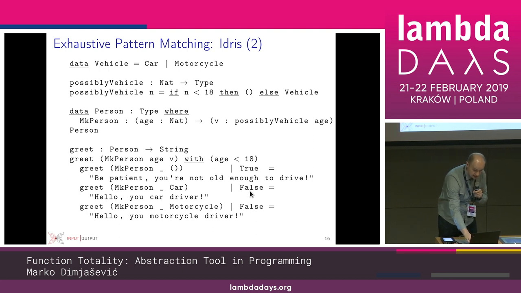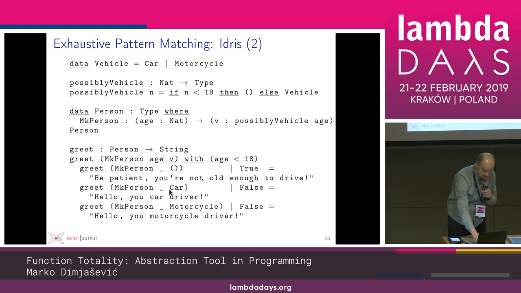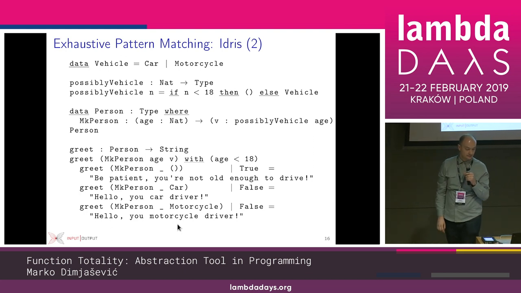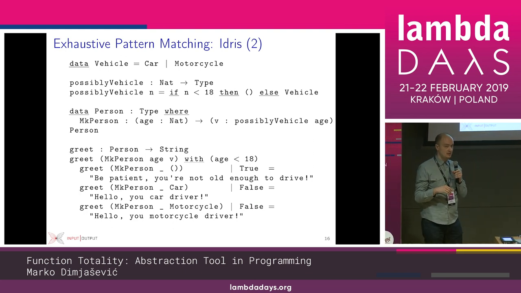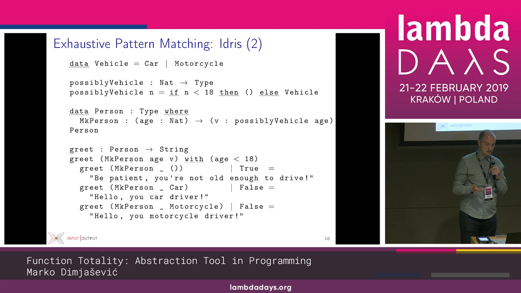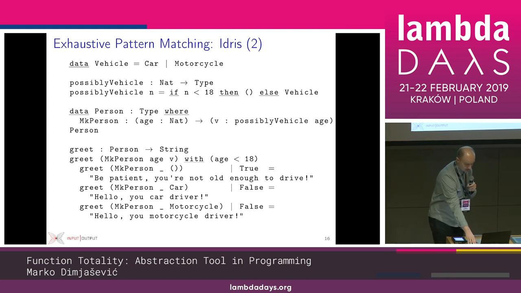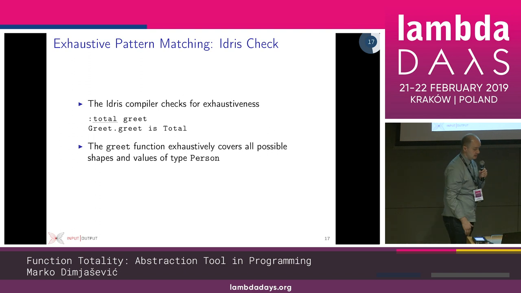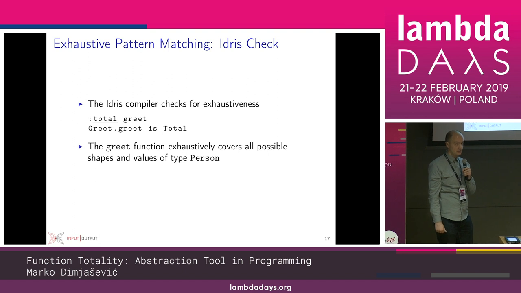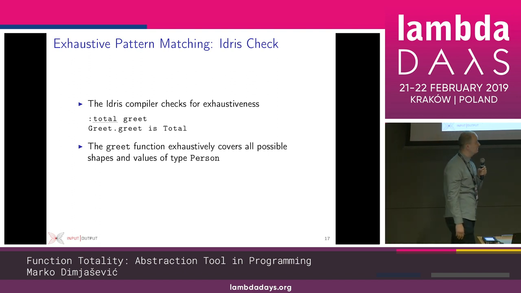And then there are two other cases when the person is at least 18, when this condition is false. And then the person can have either a car or a motorcycle and we return a corresponding message. So this looks almost the same as the Haskell version, this grid function. The only difference is that we don't use guards, we use dependent pattern matching. And if you check Idris, if it covered all cases, and this is part of totality checking, it will say yes, it is total. So we exhaustively covered all possible cases with this example.